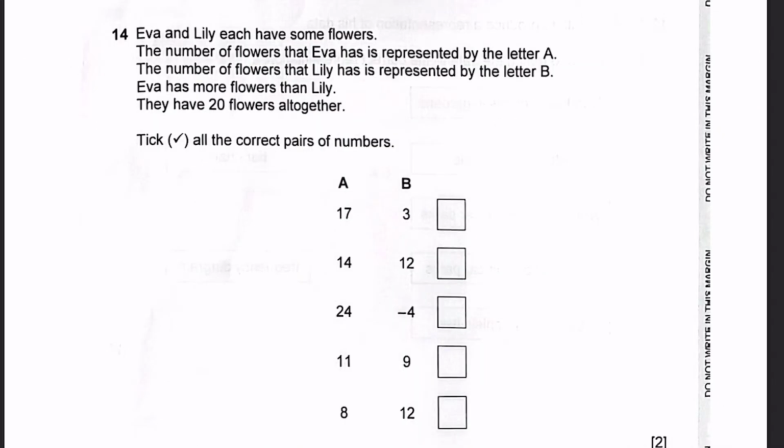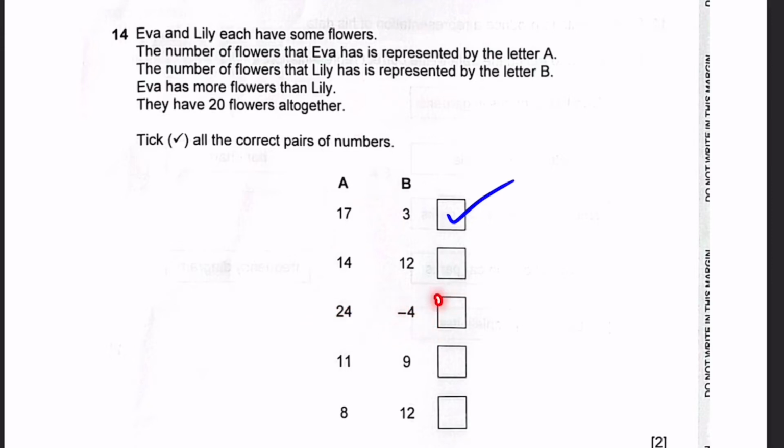Question 14. Eva and Lily each have some flowers. The number of flowers that Eva has is represented by letter A, and the number of flowers that Lily has is letter B. Eva has more flowers than Lily, and 20 flowers altogether both of them have. Tick all the correct pairs of numbers. So Eva has more flowers, which means A is greater than B, and they have to add up to 20 because that's the together. So A is 17 and B is 3, that's correct. A is 14, B is 12, that's wrong because they don't add up to 20. A is 24 and B is minus 4, this is also wrong.